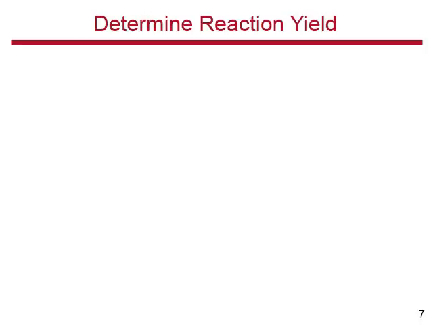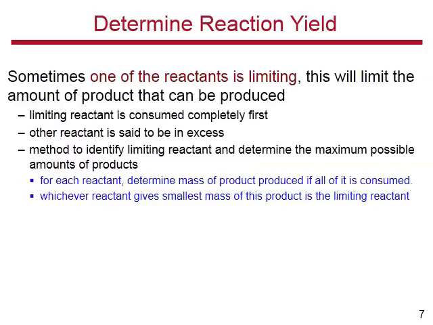Now, when dealing with chemical reactions, you will often come across something called a limiting reagent or a limiting reactant. In a chemical reaction where there are 2 or more reactants, it's possible that one of them gets consumed first. The reactant that gets consumed first is called the limiting reagent. The other one is said to be in excess. In fact, it is the limiting reactant that determines how much of the product is going to be formed.